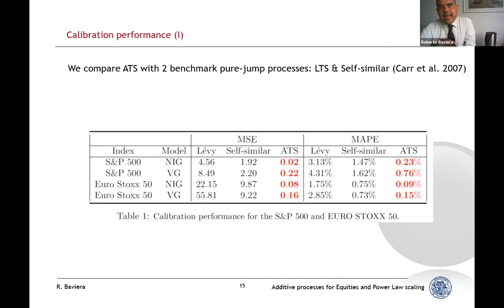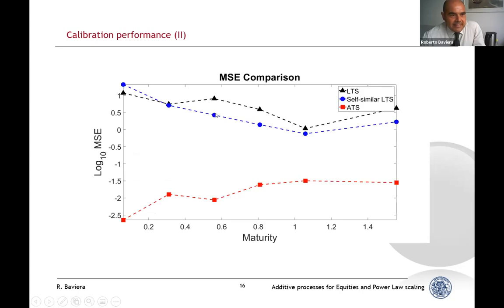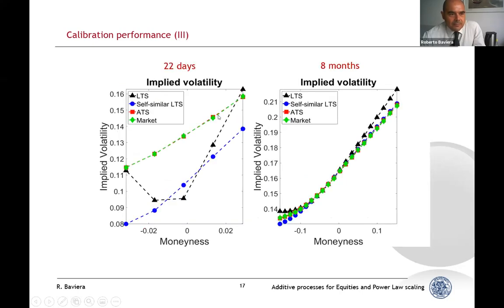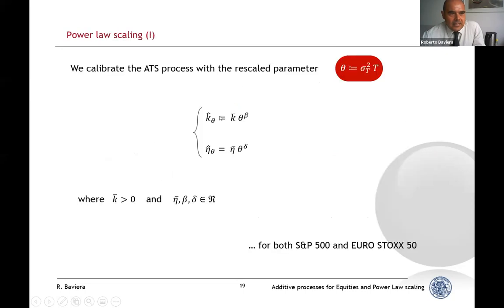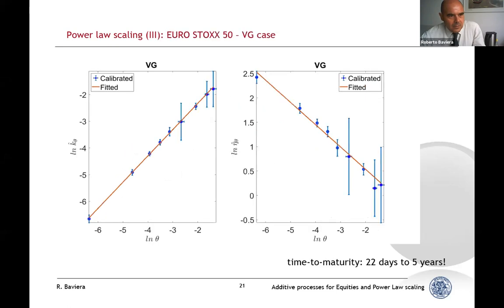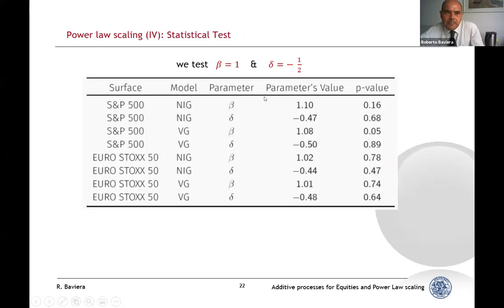What we observe is that the worst performer is the variance gamma. And you see, for example, in the test when we compare, that the p-value for beta equal to one and delta equal to minus one half in the variance gamma case is just 5%. The estimation is 1.08. And one can see that even the mean square error is a little bit worse, but not dramatically worse.